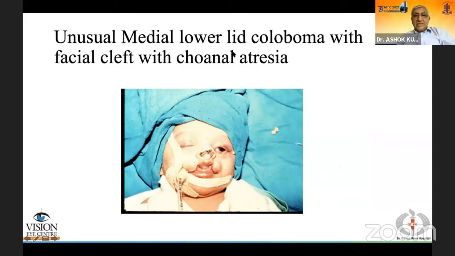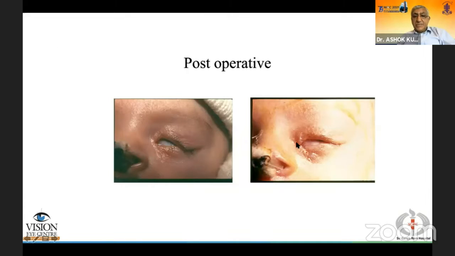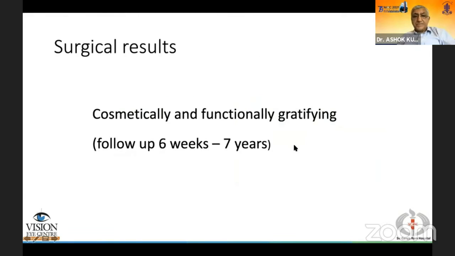And this is the unusual medial lower lid coloboma with choanalectresia and facial cleft. Here, we did a lateral canthotomy cantholysis, mobilized the medial canthus, and we then did a direct repair in this area and did a deep medial canthal insertion. And we could get a reasonable repair in this patient.